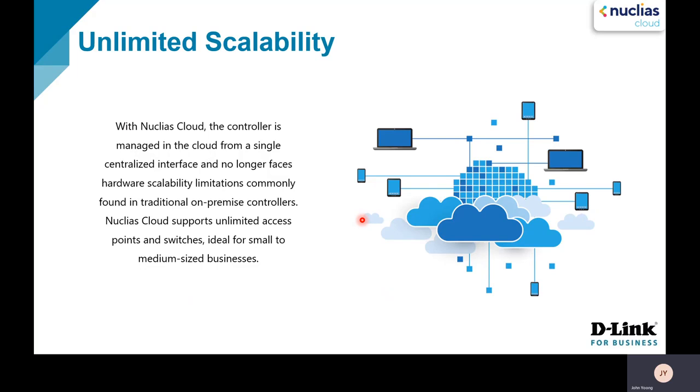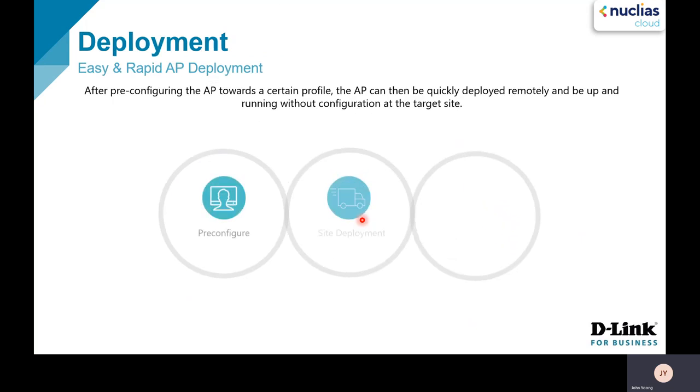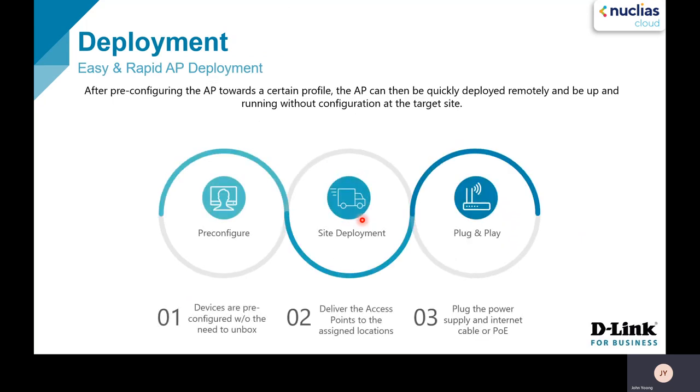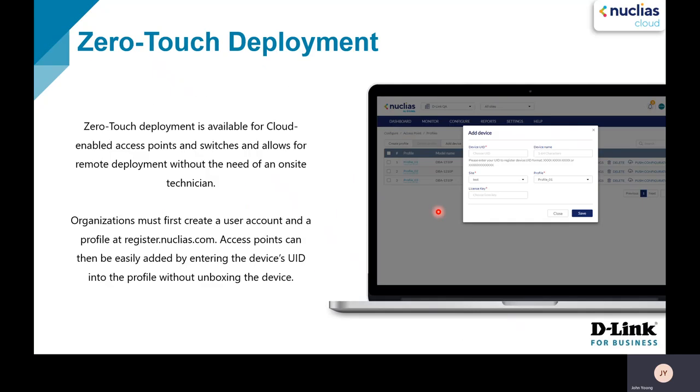So for Nuclias Cloud, we support unlimited devices. And the deployment is very, very straightforward. For the MSP, they just pre-configure for the customer the SSID, the password, the captive portal, the bandwidth control, everything. Then the MSP will send the AP or the switch to the customer side. The customer can just plug and play very easily. So for the zero-touch deployment, the MSP can just configure everything through our web portal.